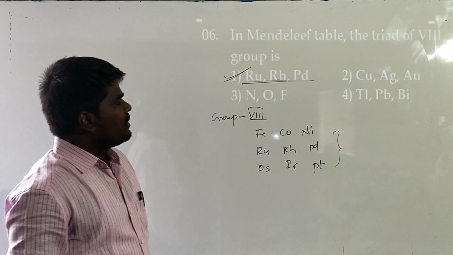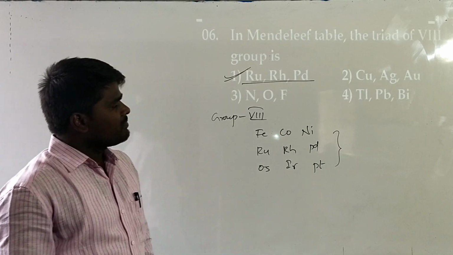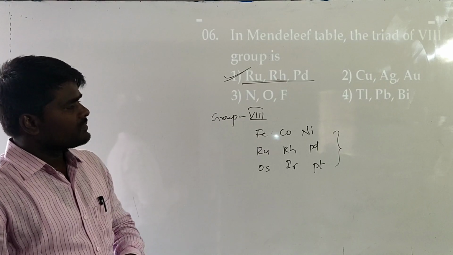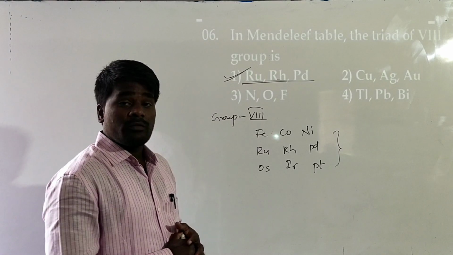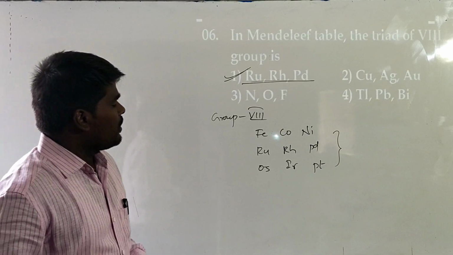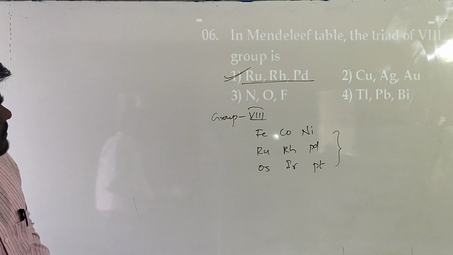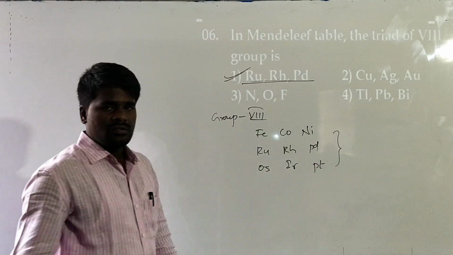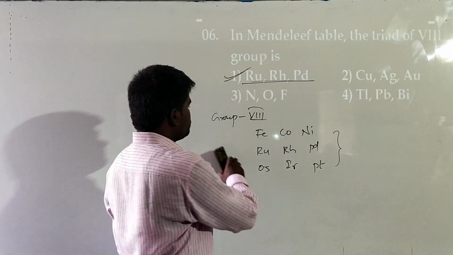Right? This copper, silver, gold comes under first B group. It's not A group. Right? Now, hope it is clear. You need to remember these 9 elements, which come under the 8th group.